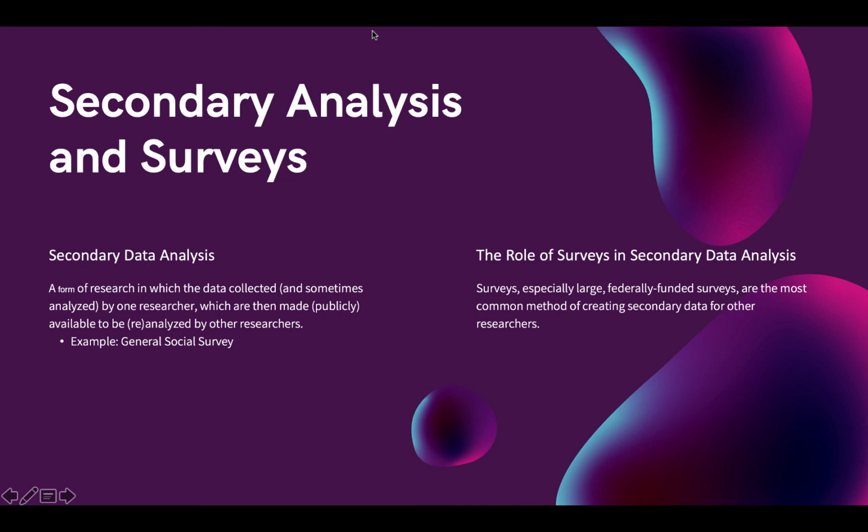So to refresh, we know that secondary data analysis is a form of research in which the data are collected by one researcher and they're made available to be analyzed by other researchers. So you're not the primary researcher collecting the data, but you can use those data. Surveys, especially large federally funded surveys, are the most common method of creating secondary data for other researchers. We know that the census or the American Community Survey or Uniform Crime Reports or the AdHealth dataset, these are all surveys that were administered to people and that are made publicly available. And some have restrictions, some don't, but they are available for other researchers.